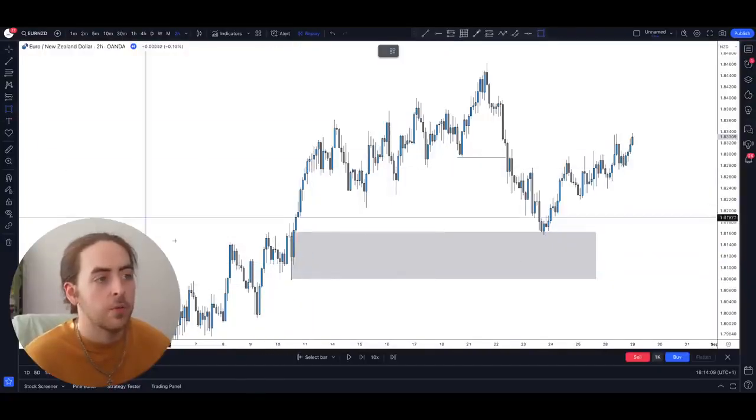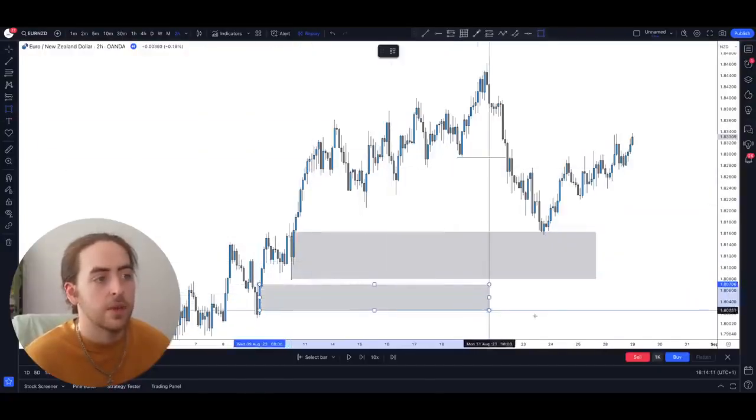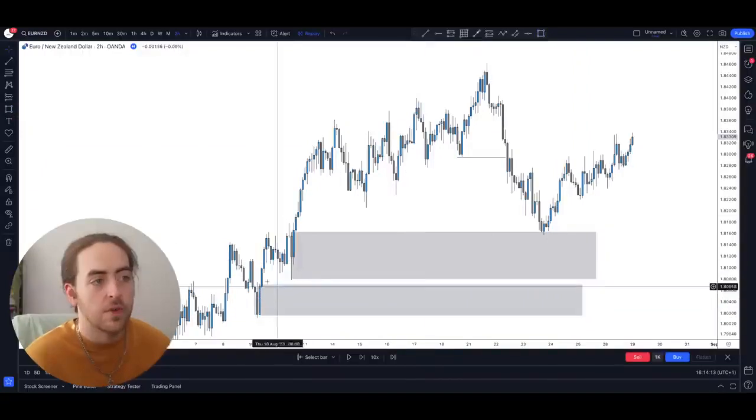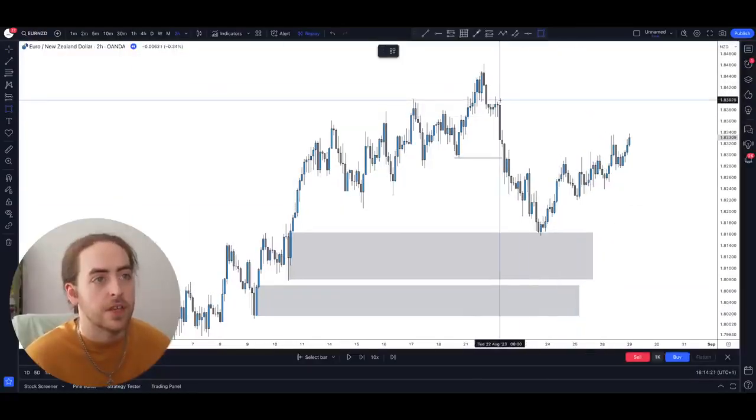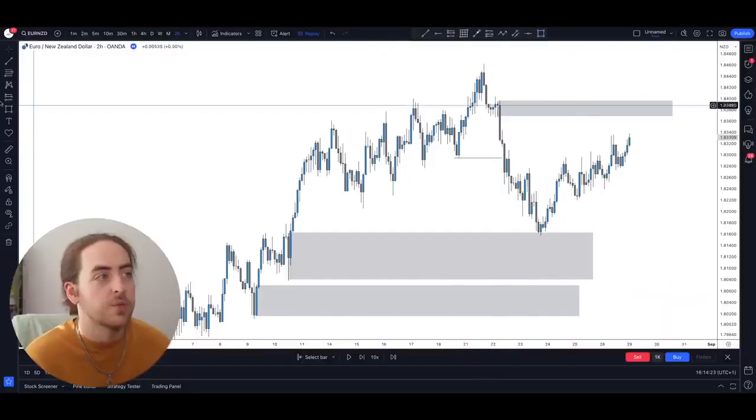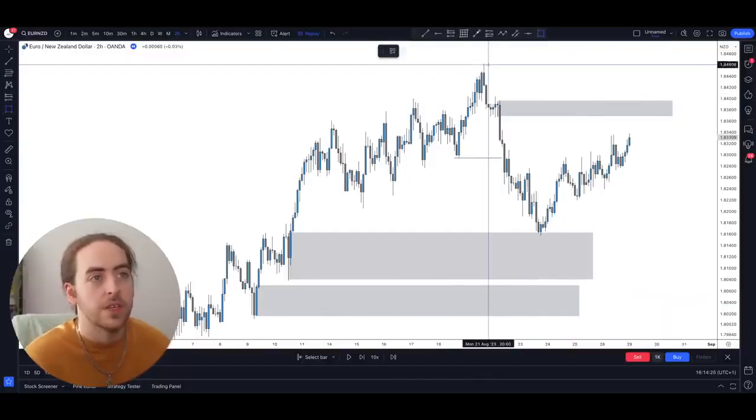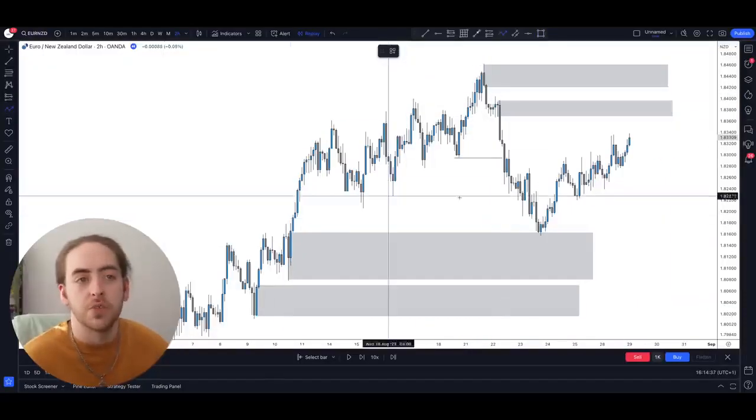However, when we look below, we can see that this area has left open an imbalance itself. So this is actually an inefficiency between this low and this demand. Now above, we can see we have an imbalance just here. And we also have a smaller imbalance just above, which we can keep an eye on. So now we've got some potential ideas.